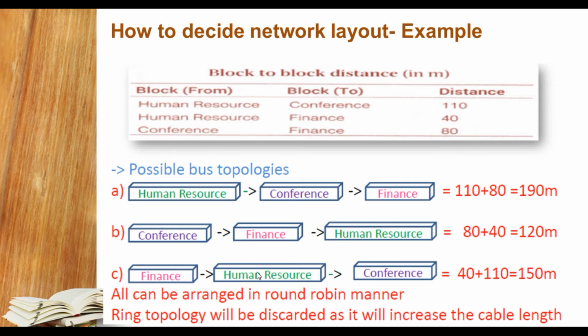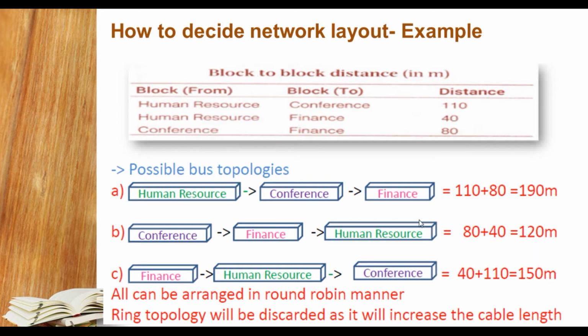And then the third case, finance to human resource, that is 40 meter. You can use it like this also, no need to worry about the table. You can use from-to or to-from, okay. So finance to human resource is 40 meter, and human resource to conference, definitely 110, so 150. According to that, 120 meter is best.